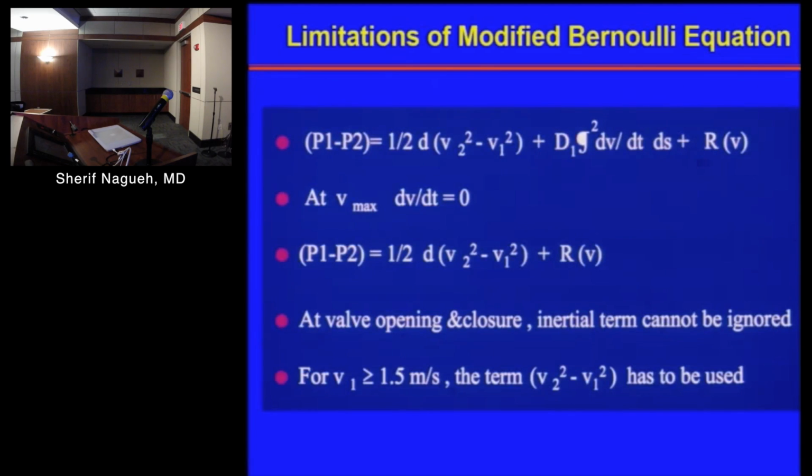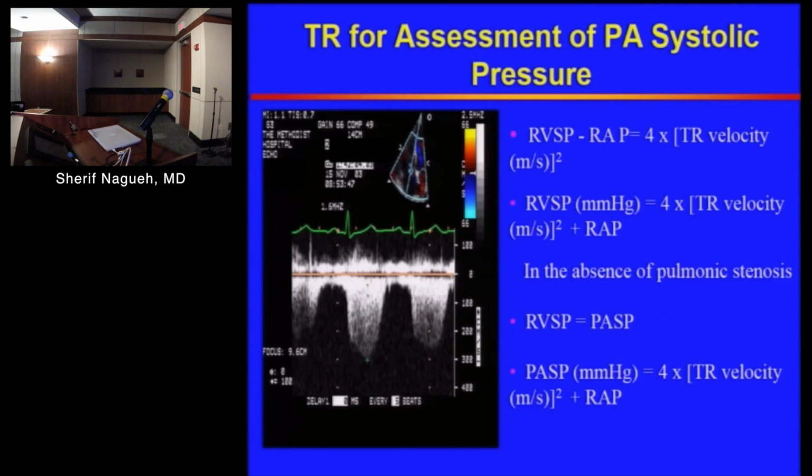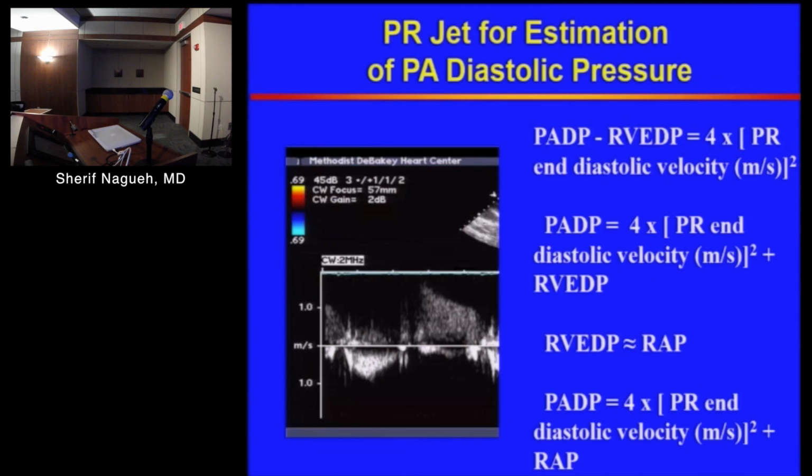One important limitation of the Bernoulli equation, or two important limitations, is ignoring an inertial term and a resistance term. These should not be ignored sometimes. Applications for pressure gradient calculation are shown here. PA pressures, so TR peak velocity plus RAP gives you PA systolic.